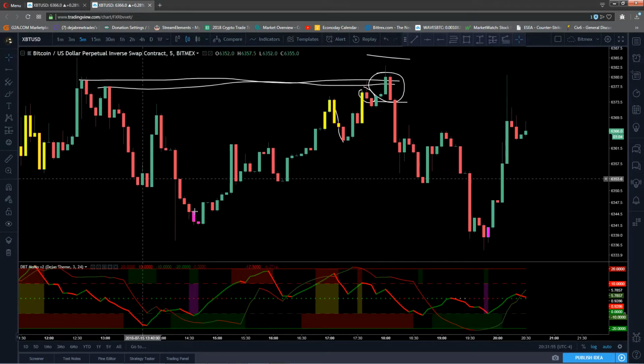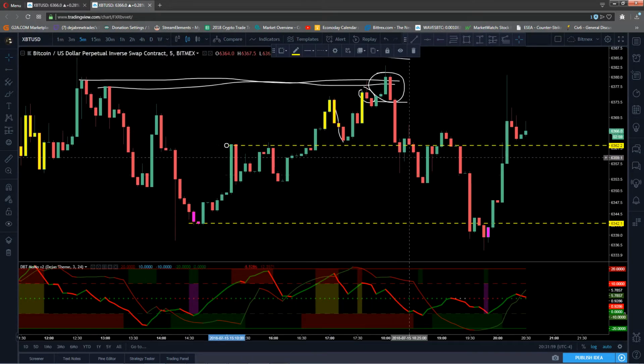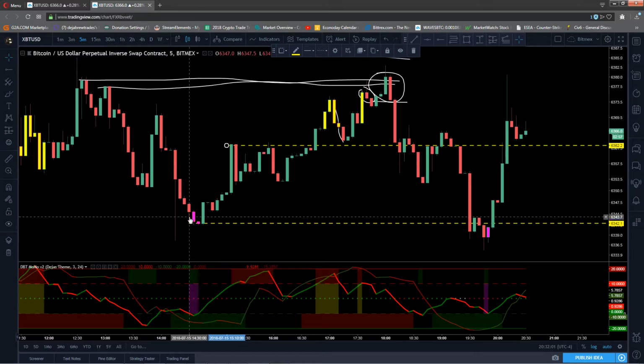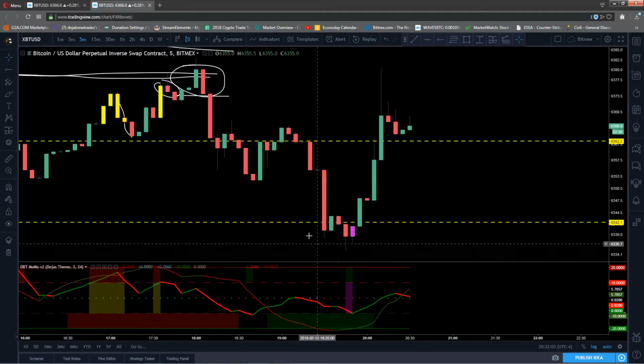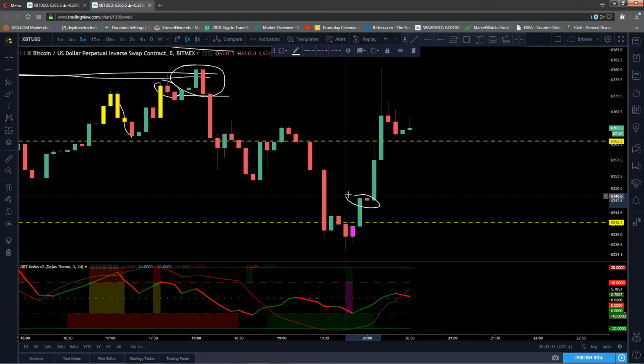You could have targeted this low here. You could have targeted that high. You would have hit both of them on your scalp. This low here, same thing. You have a reversal signal, and then you have that engulfing candle. You should have waited for that engulfing candle. You could have taken your trade on this engulfing candle.